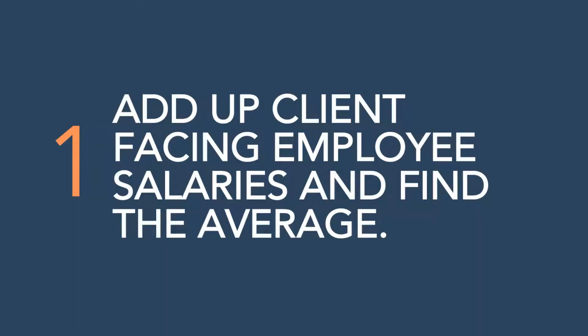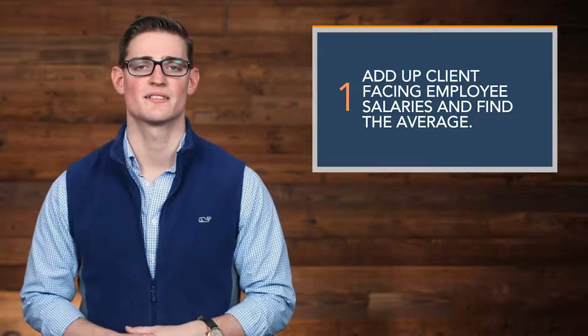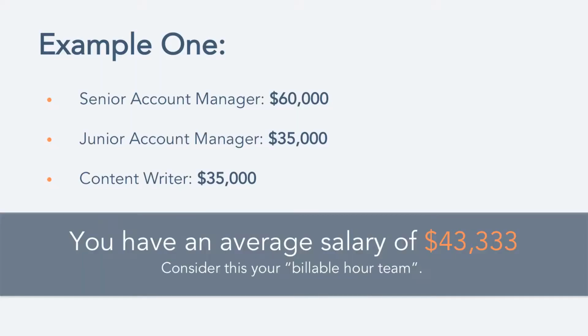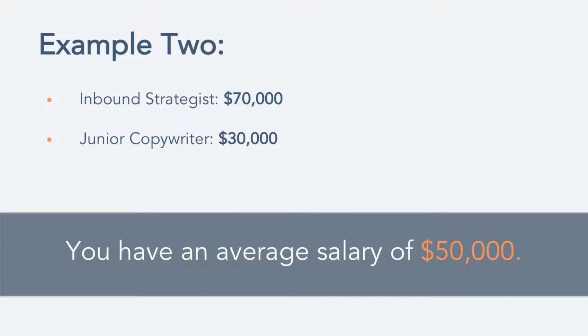Step 1. Add up the salaries of your client-facing staff and calculate the average salary. Consider this your billable hour team. For example, if you have a senior account manager earning $60,000 a year, a junior account manager earning $35,000 a year, and a content writer making $35,000 a year, you have an average employee salary of $43,333. But let's say your team looks like this. You have an inbound strategist earning $70,000 a year and a junior copywriter making $30,000 a year. Your agency's average employee salary here is $50,000 a year.